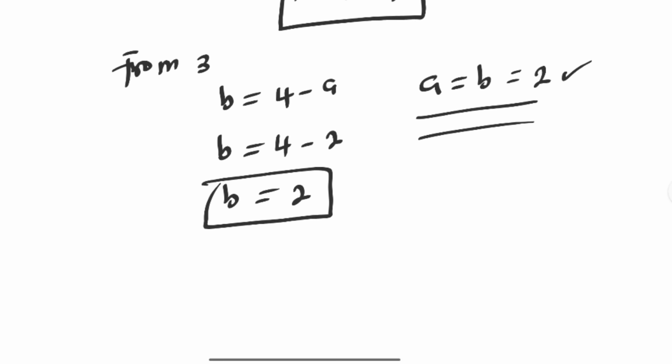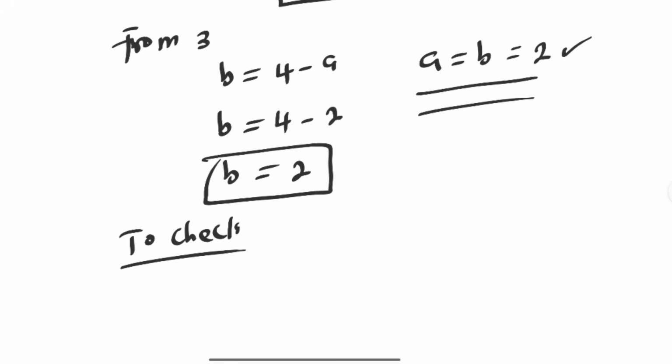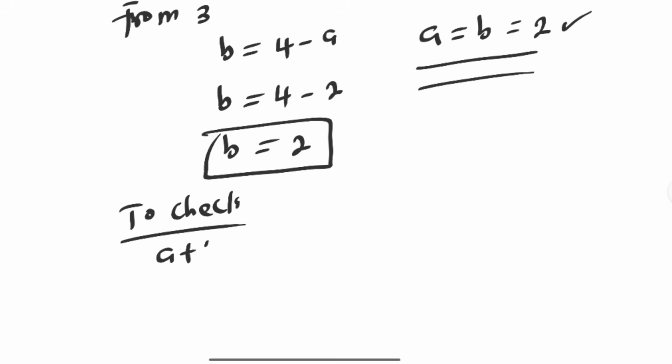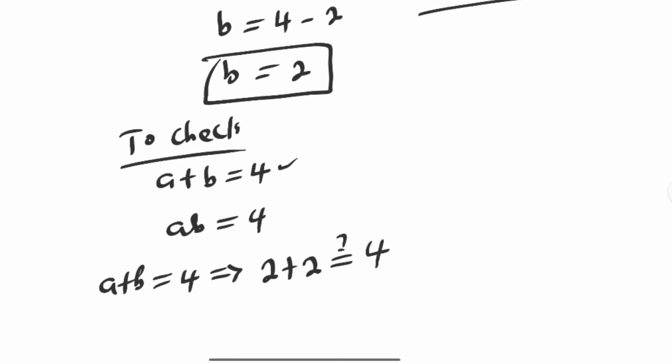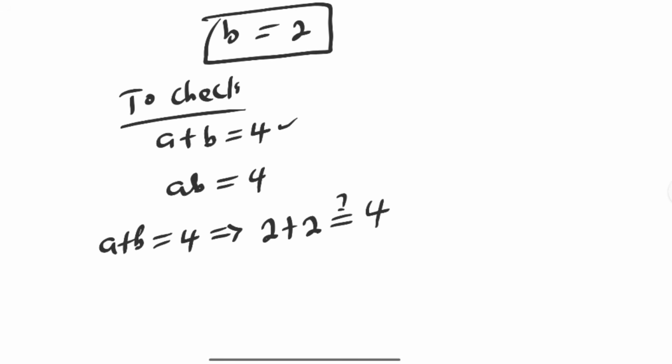Let's check. To check, we have the given equation. A plus b is equal to 4. Then ab is equal to 4. Now let us consider this. A plus b is equal to 4. This is same thing as 2 plus 2. This must be equal to 4. And of course, 2 plus 2, this is 4, is equal to 4, which is true.